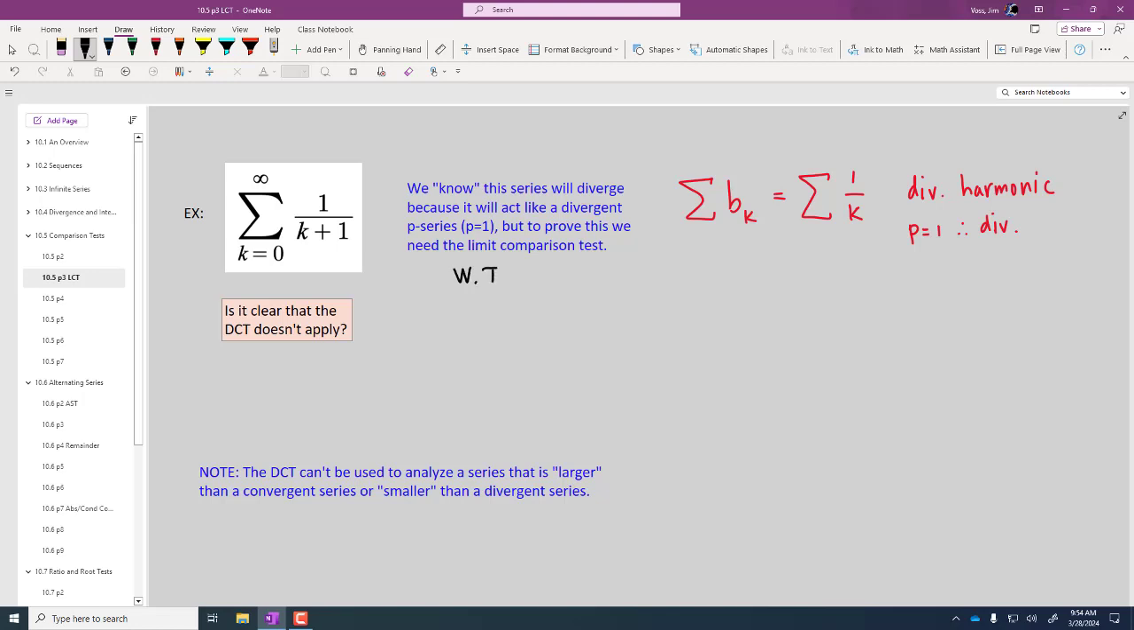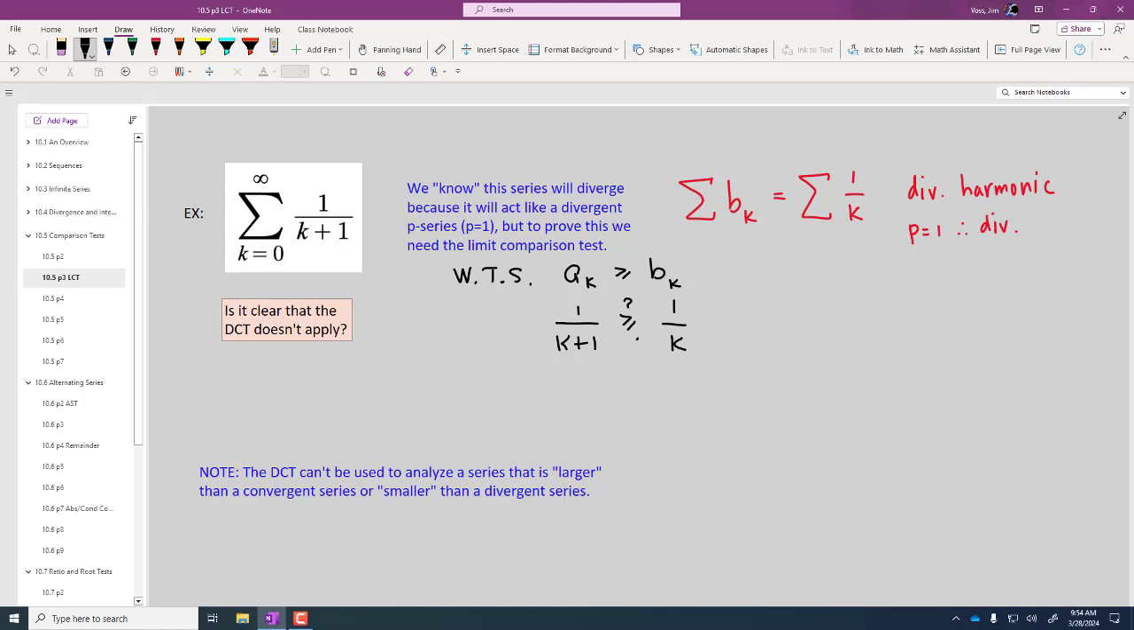We want to show that the A sub k's, the ones we're analyzing, are bigger than the B sub k's. Because the B sub k series diverges, if we can show that the A sub k series is step-by-step bigger than it, then it must also diverge. All right, so what we want to show is this. And we'll see if we can show it.